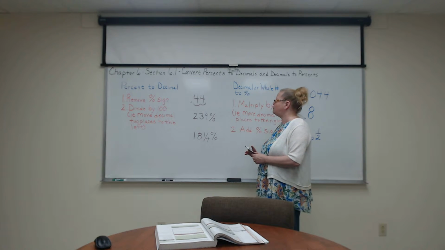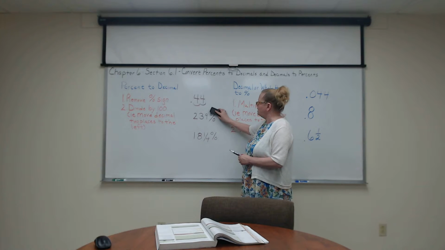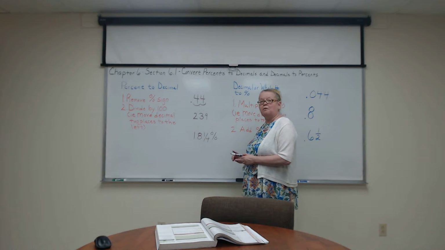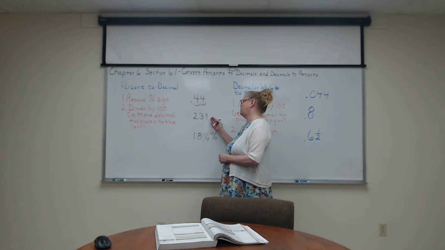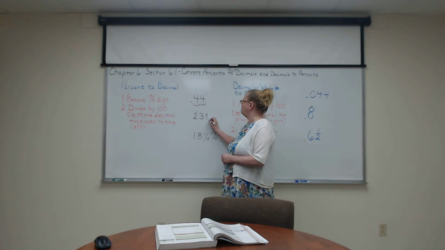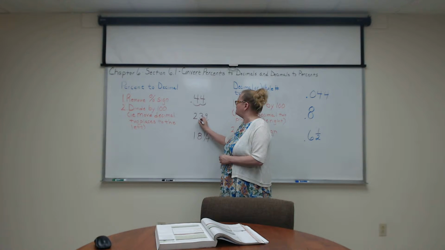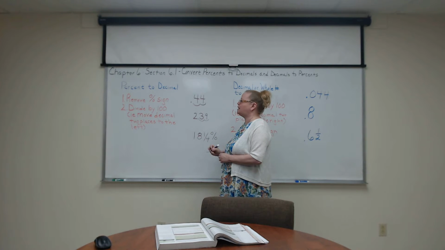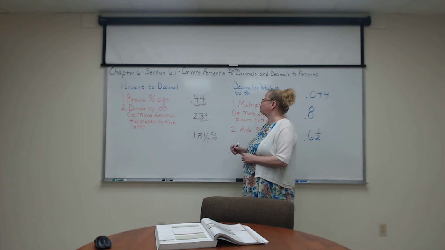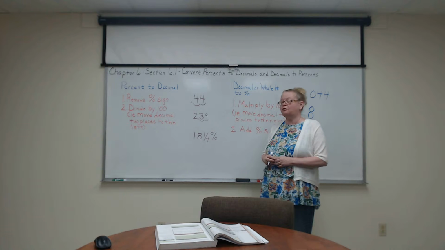We have 239%. Again, let's remove the percent sign. Keep in mind you start at the number that is furthest to the right. We're going to move 2 places again, putting our decimal point right here. Our answer is 2 and 39 hundredths.